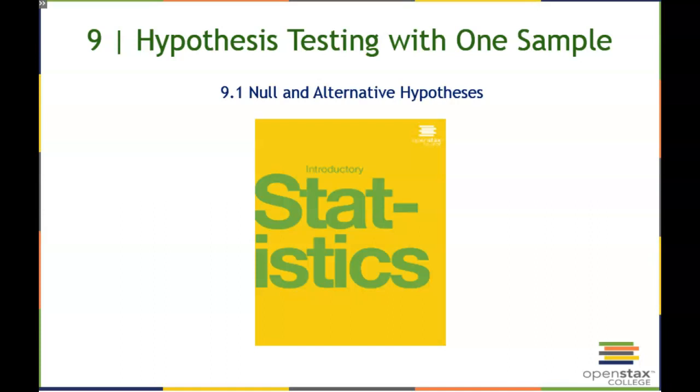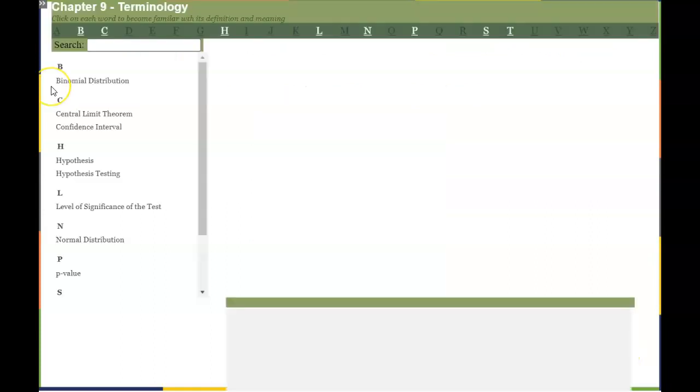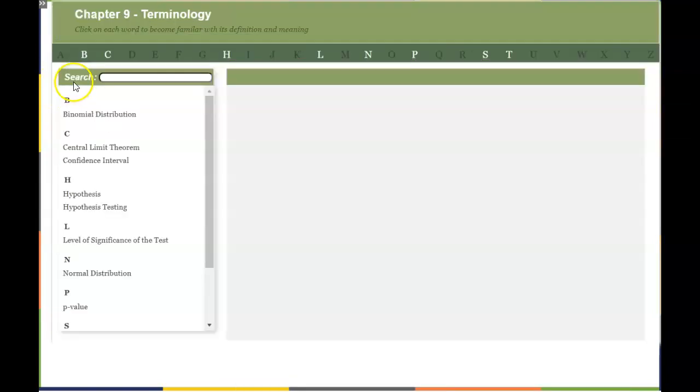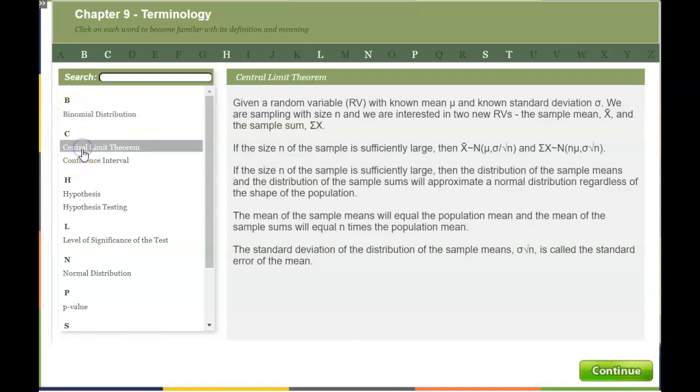So lesson 9.1, null and alternative hypotheses. Get to know the new terminology for this lesson. Click on each of the words, learn its definition and meaning. When you are ready, click continue.